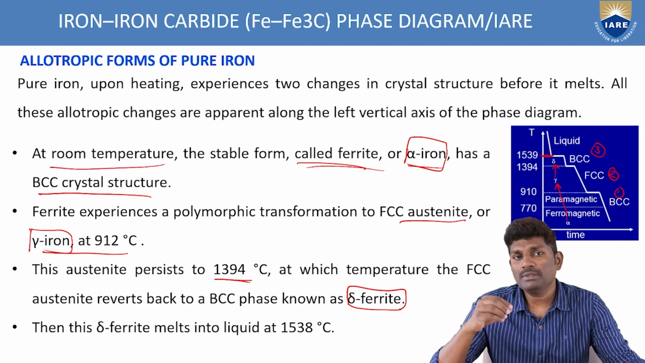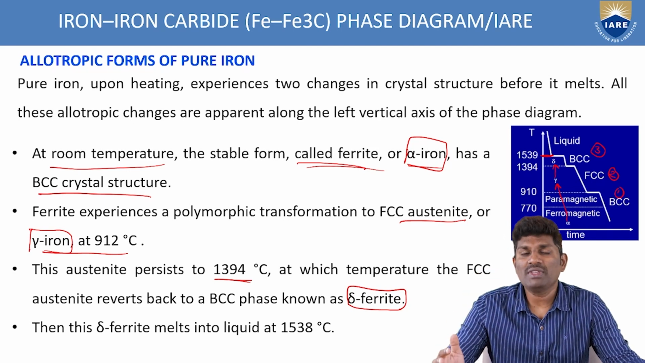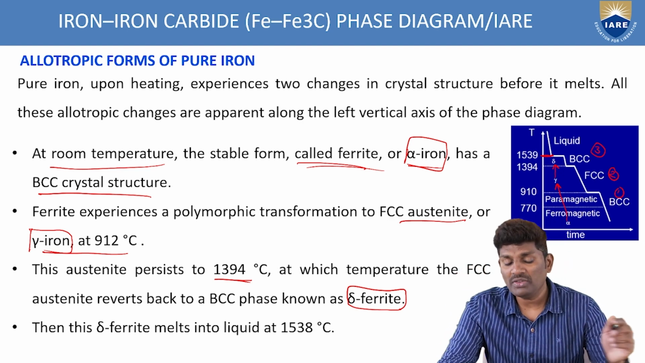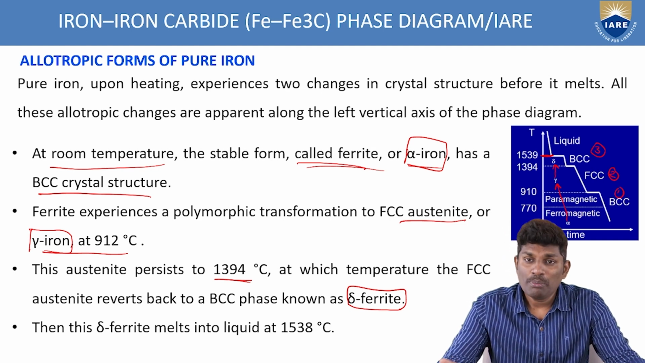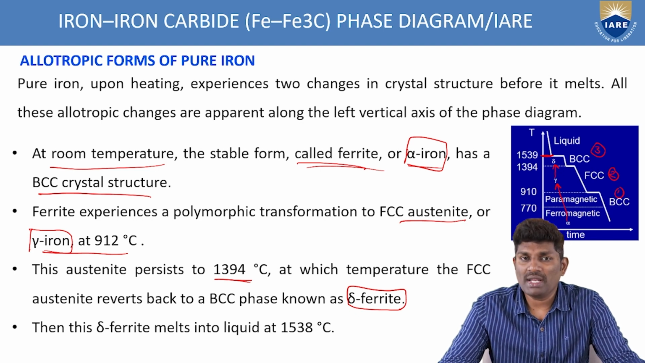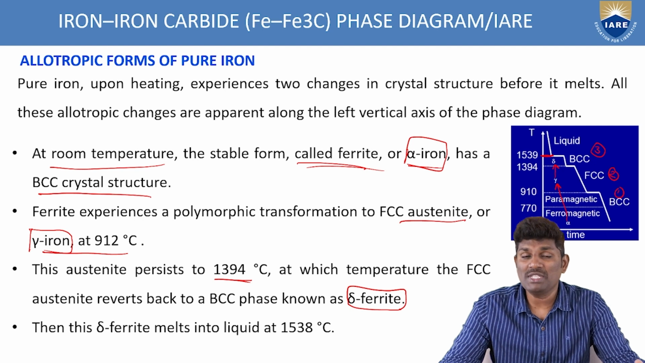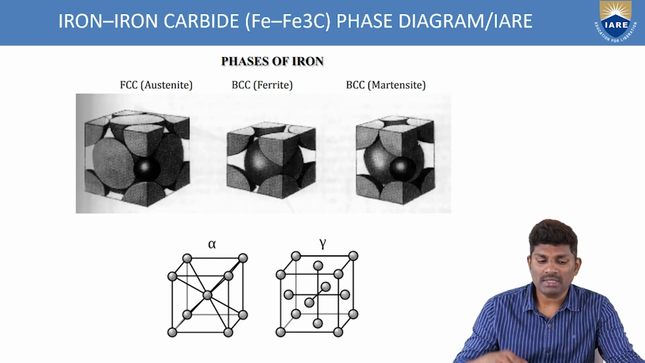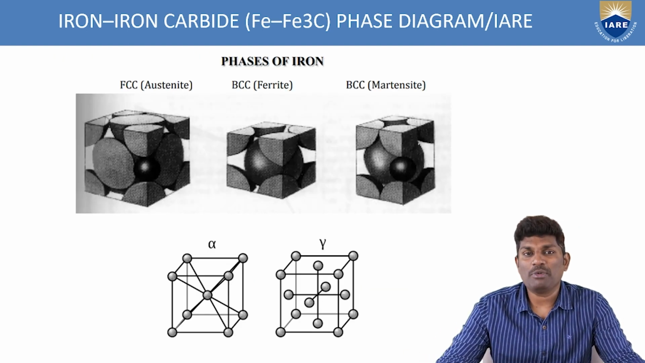From this phase diagram, what information can we get? We can get the information that pure iron melts at 1539 or 1538 degrees centigrade. At that point you get the melting temperature of pure iron. This is how you can get the melting temperature of pure iron and the different types of crystal structures at different temperature intervals. All these things you can observe with the help of phase diagrams only. That's why the phase diagram is very important while characterizing any type of material.